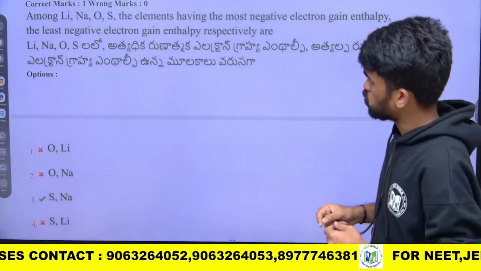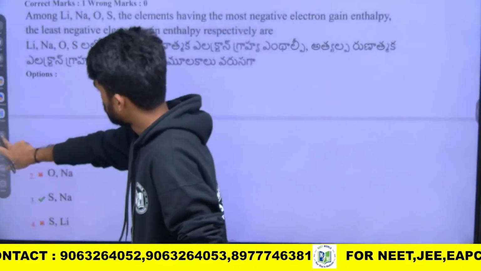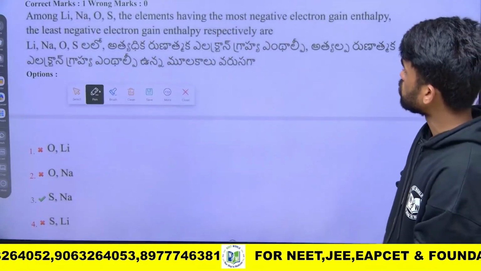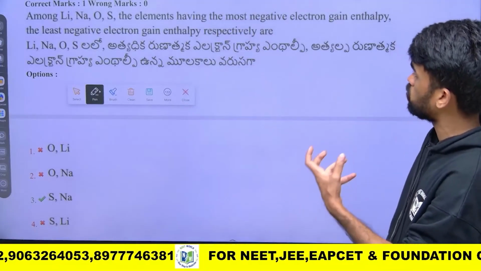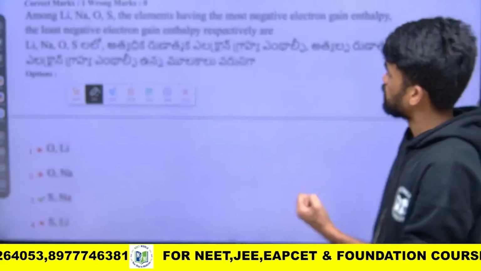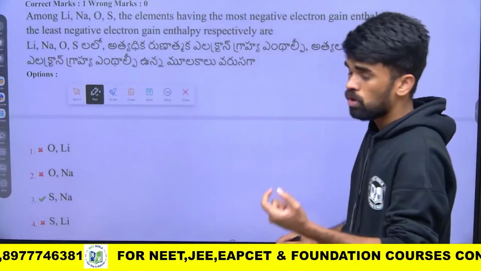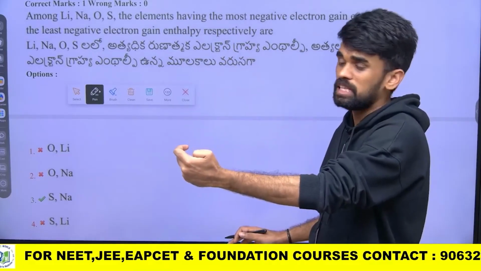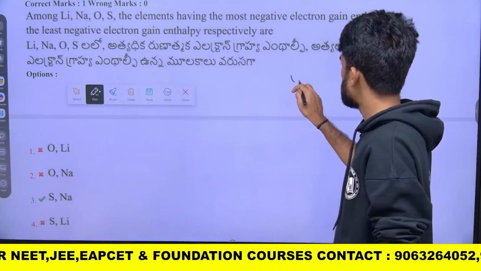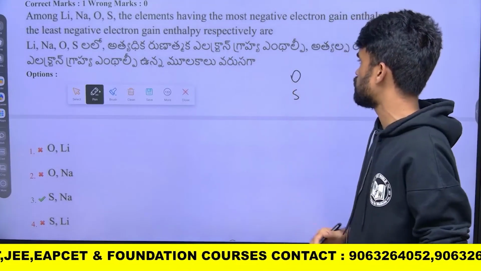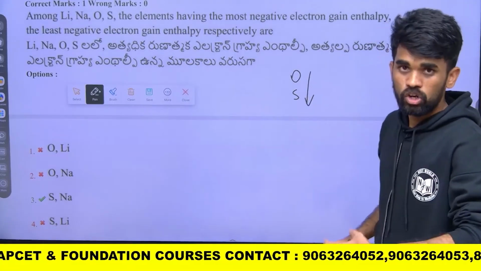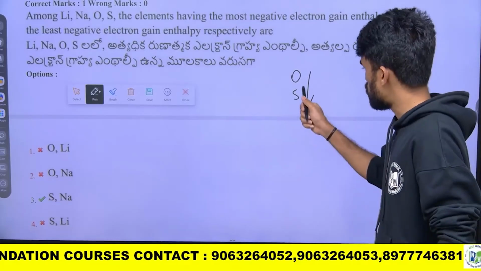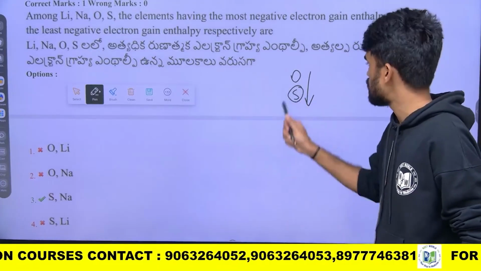Among lithium, sodium, sulfur, and oxygen, which elements have the most negative electron gain enthalpy? We know that more electronegative atoms will have more negative electron gain enthalpy. So out of sulfur and oxygen, down the group electron gain enthalpy increases for second period and third period elements, due to the large size of sulfur compared to oxygen.